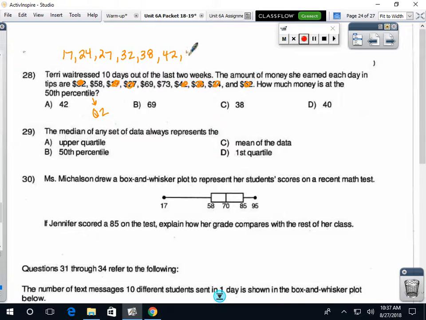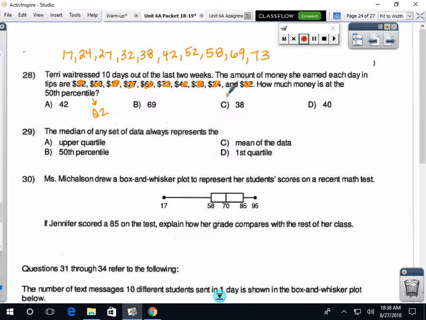$52, okay. Okay, and then once I reorder them, I'm going to check. They said 10 days, so there should be 10 amounts. 1, 2, 3, 4, 5, 6, 7, 8, 9, 10.